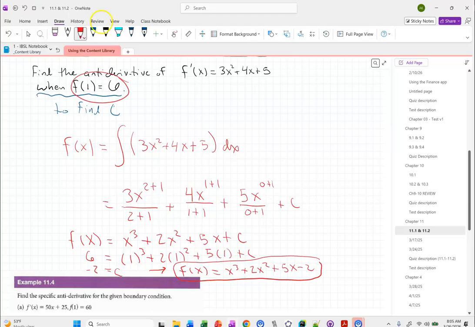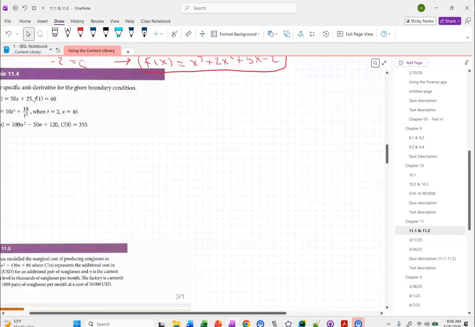We call this, when we give you a point like this, a boundary condition. But basically I'm giving you a point on the original function that you can then use to solve for the plus c at the end. So we can give that an actual value.